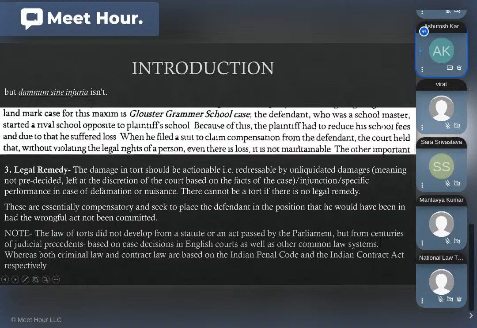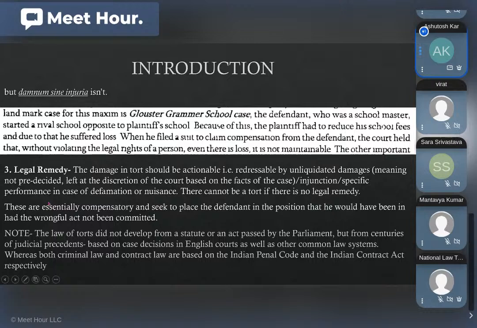But usually the unliquidated damages are awarded to the person whose rights have been violated in the case of a tort. There cannot be a tort if there is no legal remedy. These are essentially compensatory and seek to place the defendant in the position that he would have been had the wrongful act not been committed.